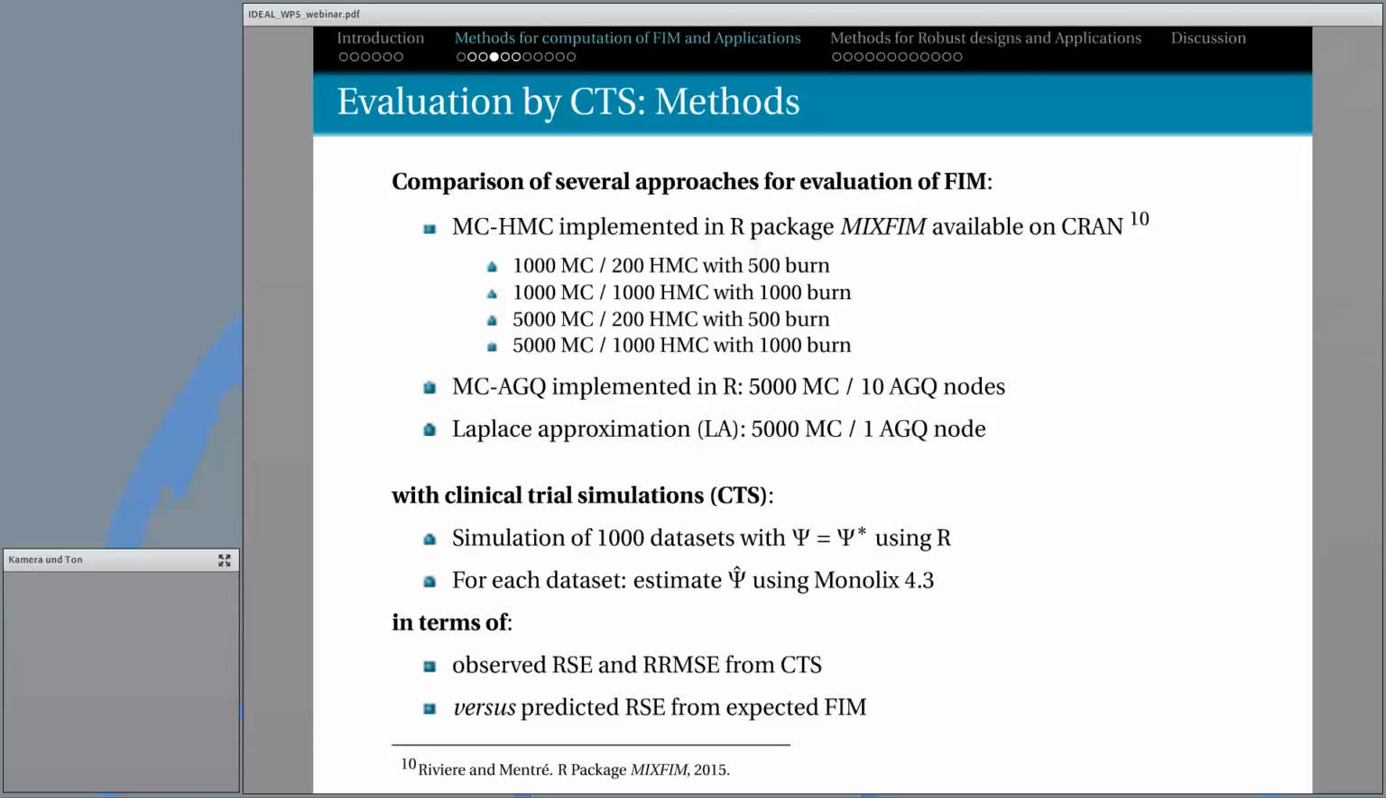And we compared that to a clinical trial simulation, where for each example, we simulated 1,000 data sets with the true parameters. For each data set, we estimated the parameters using Monolix. Indeed, Monolix, but other software like NONMEM can fit both binary longitudinal data or count longitudinal data. And we compared the observed relative standard error and root mean squared error by CTS to the predicted relative standard error from the expected Fisher information matrix.